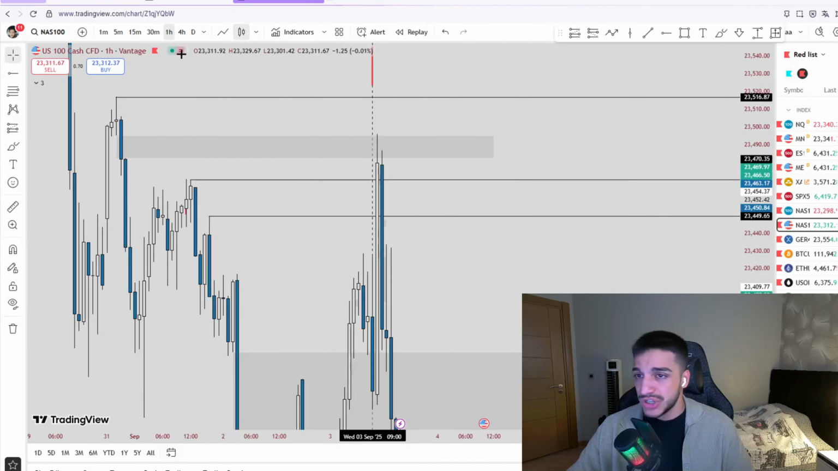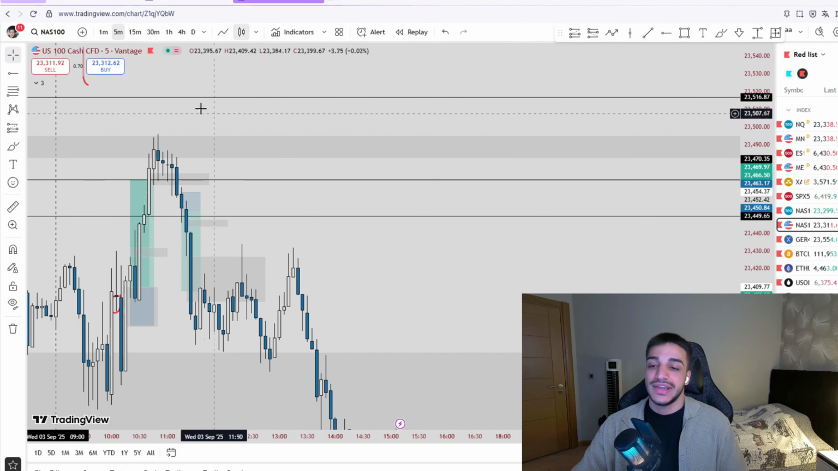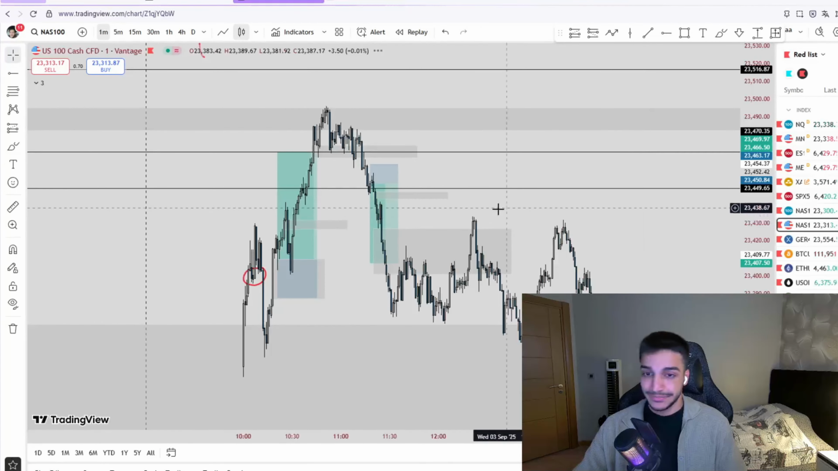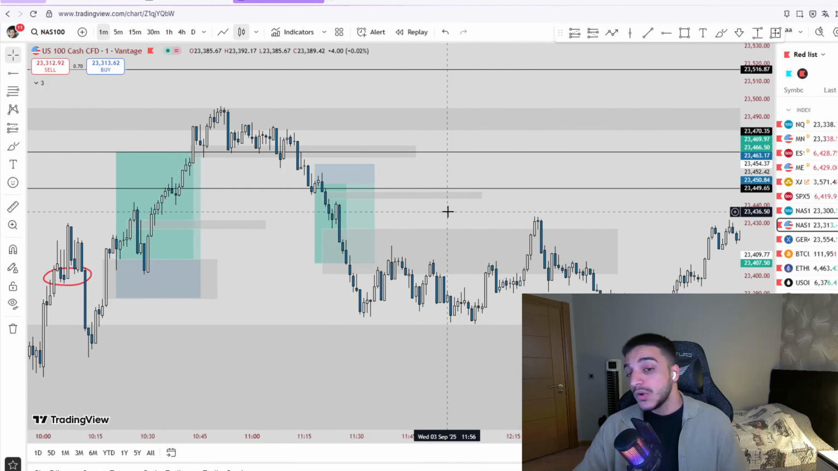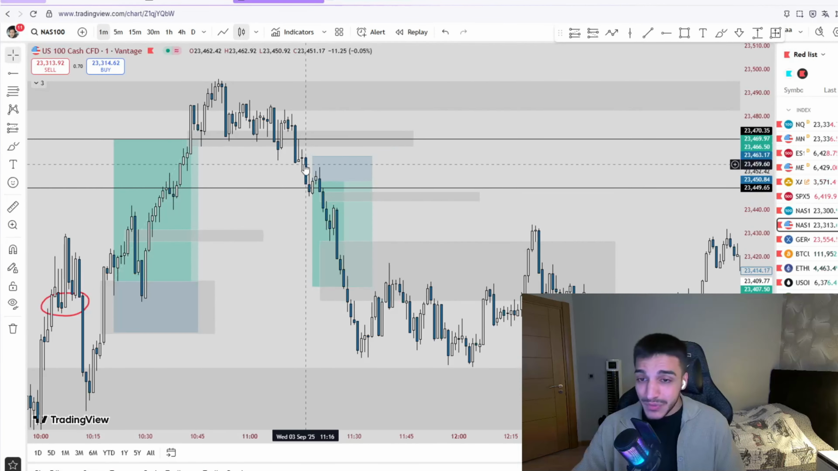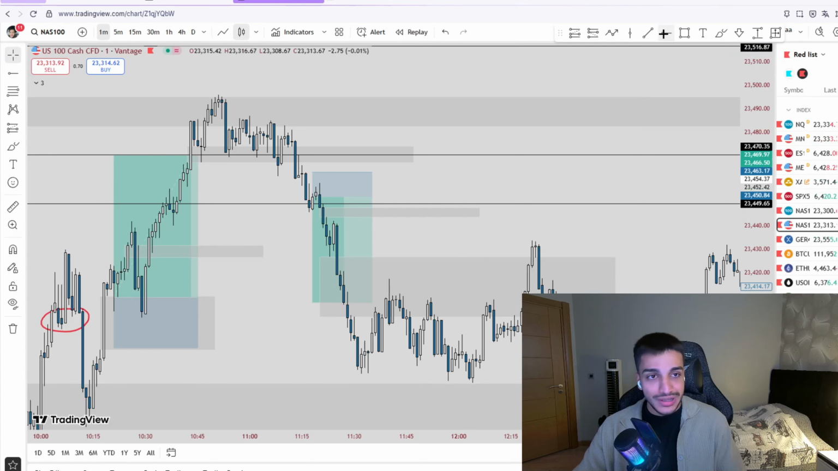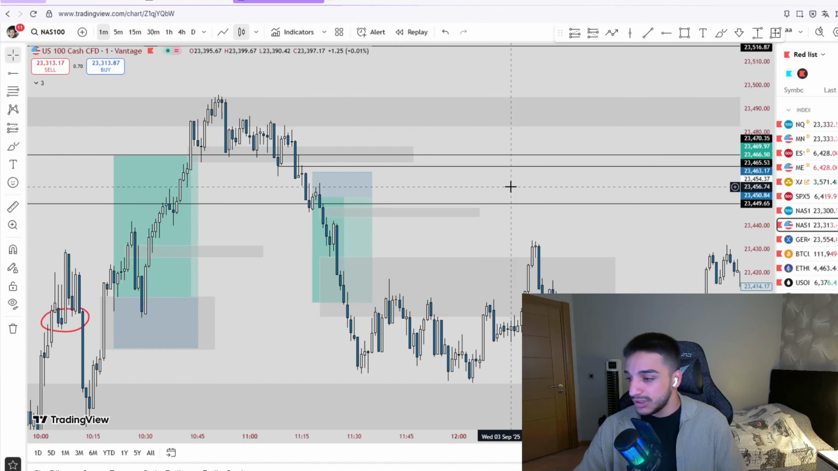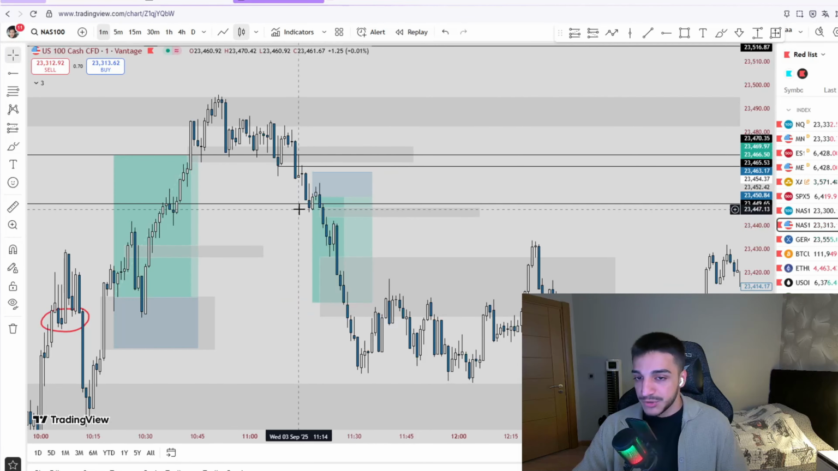Whenever we see a rejection, now we are looking for a break of structure to go short. And I again jump into the 1 minute time frame to find my entry confirmation. What do I see here? I have a break of structure. I mean, I had a break of structure. I could have taken that trade there, but I wasn't looking at the charts at that moment. So I took that trade here.